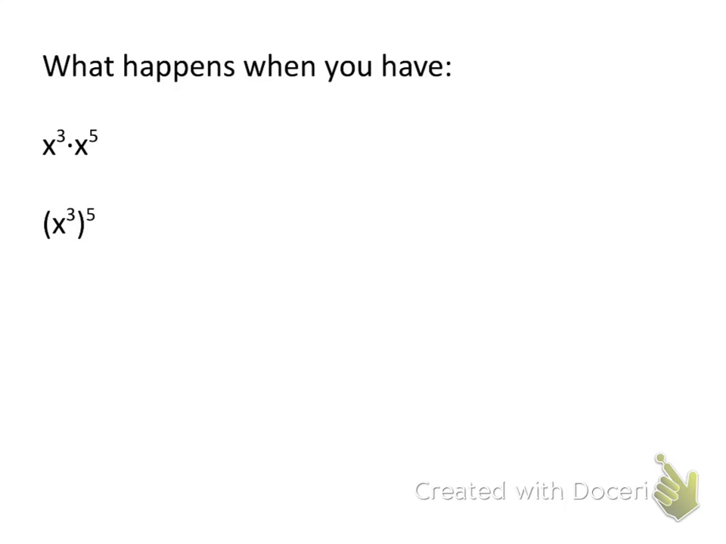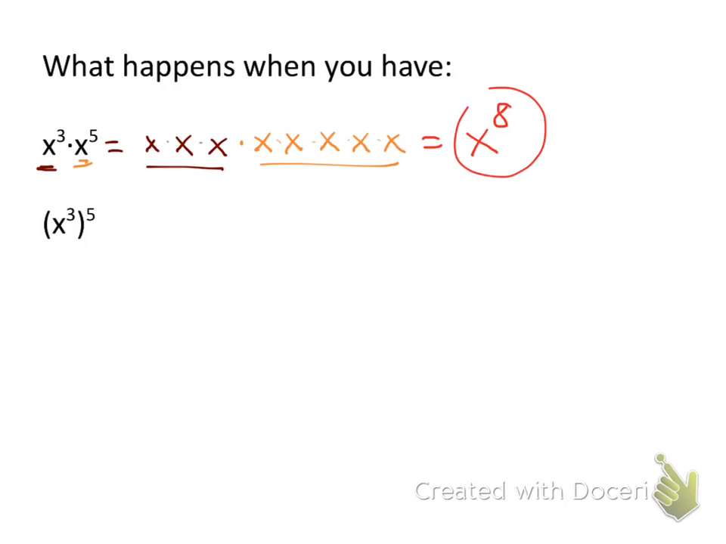So before we start getting into the properties of exponents and you try to start memorizing what the properties of exponents are, let's take a look and think about what exponents mean. So if I have x to the third times x to the fifth, I could write out my x to the third, and I could write out my x to the fifth, and then you could see that I could actually condense these, and they would be x to the eighth.